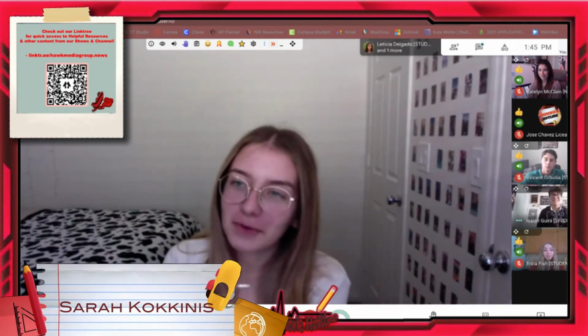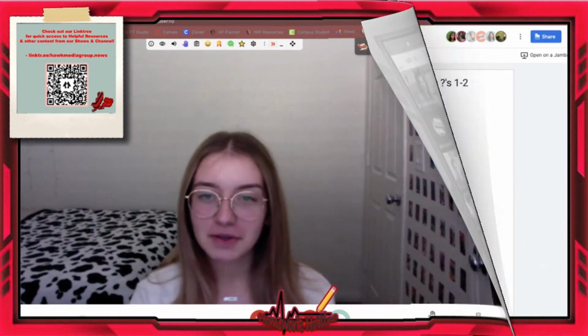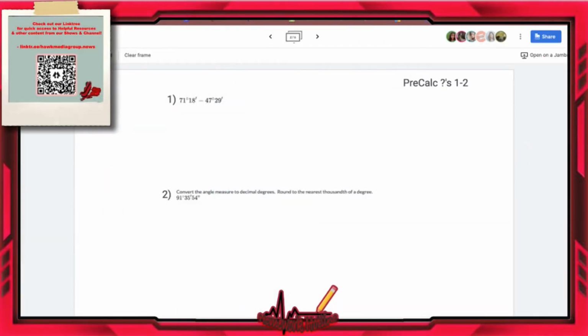So I'll just jump right into it. On the Jamboard, we have this first question here, 71 degrees with 18 minutes subtracted by 47 degrees of 29 minutes. So basically, we count the one dash as a minute and then two dashes would be seconds. So this would basically look like 71 and 18. And then you're just going to do a basic subtraction problem. This one's pretty simple, but there's a little twist in it.